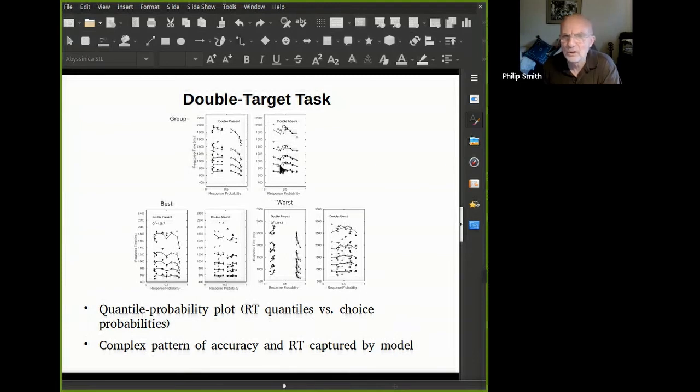If you're used to looking at these kinds of diagrams, they're typically much simpler than this. So the model is picking up a lot of the complexity here, including a kind of double-bowed pattern. It's missing a little bit in the tails here, but it's picking up, for instance, a crossover pattern for this participant for whom accuracy becomes worse than chance in some conditions.